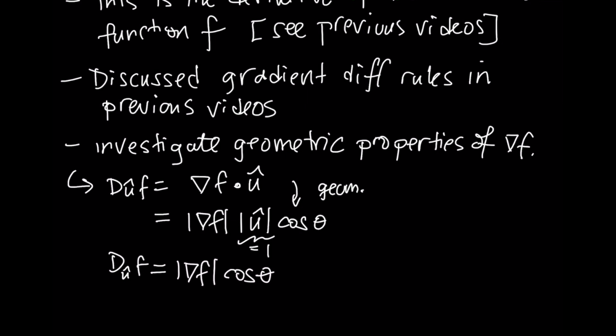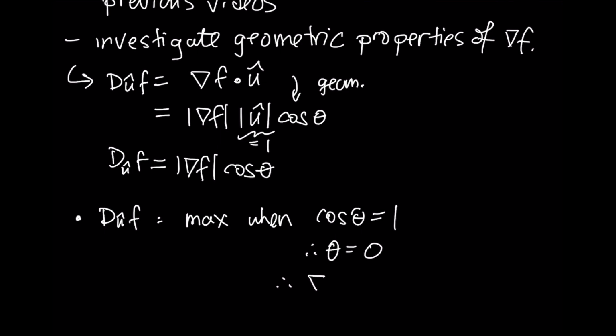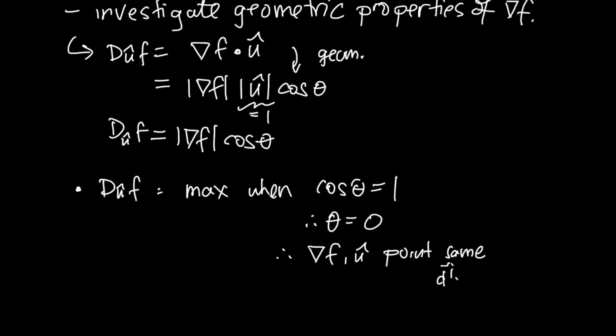So this directional derivative is maximum when the cosine of this angle between the two vectors is equal to 1. So that means when theta is equal to 0, and that means when the gradient vector and u point in the same direction. That's when your function has the maximum rate of change. The maximum rate of this directional derivative is simply just the magnitude of that gradient.